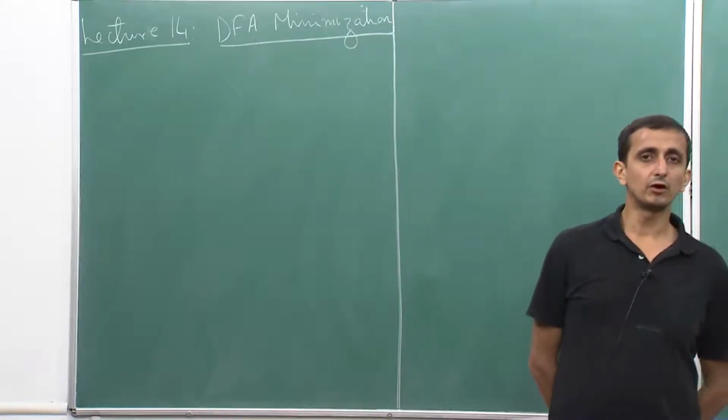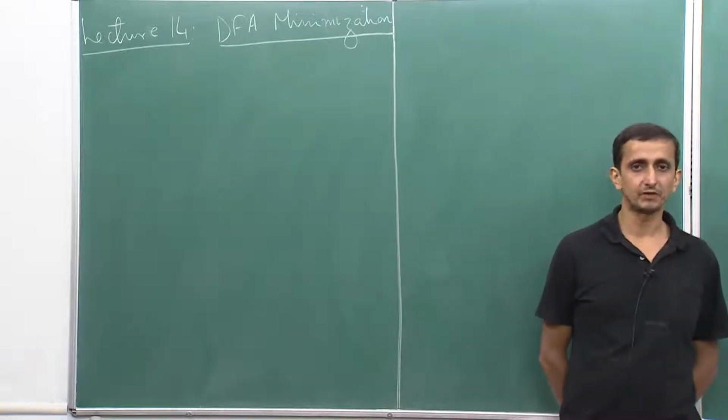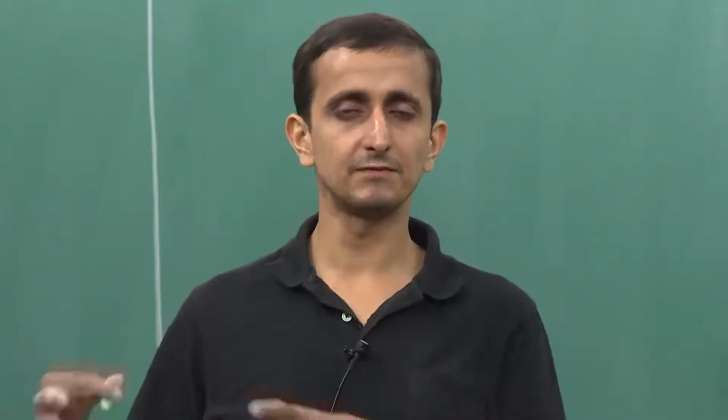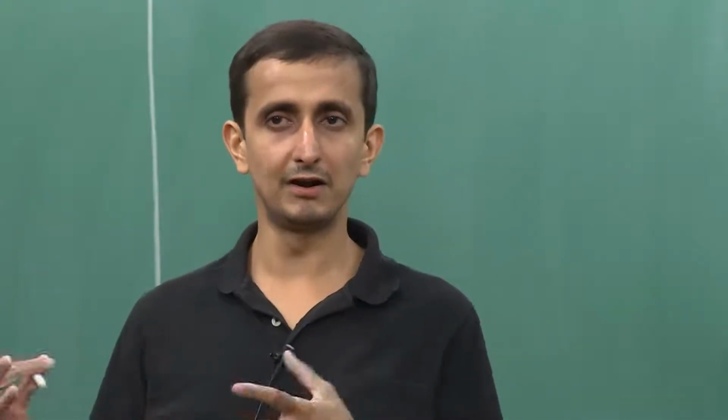So, today we are going to talk about DFA minimization. Given a regular language and a DFA for that language, how can we figure out whether it is the smallest DFA accepting the language? Also, if it is not the smallest, how can we construct the smallest DFA that accepts the same language? In other words, given one DFA, how can I construct another equivalent DFA, in the sense that both accept the same language, and the second DFA has the minimal number of states?